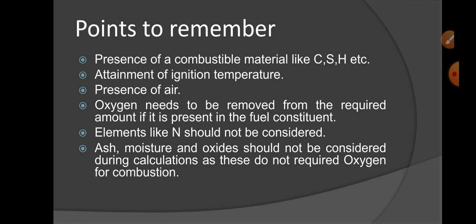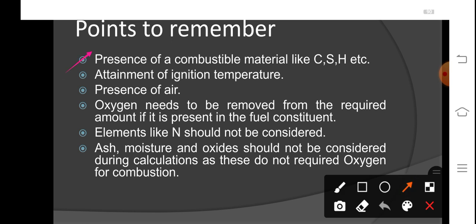So before moving ahead, we need to learn some points. Number 1, presence of combustible material like carbon, sulfur, hydrogen, etc. It means that for calculating the amount of oxygen required for combustion, it is necessary to check whether the fuel contains a combustible substance or not. So we need to consider only the combustible elements like carbon, sulfur and hydrogen.